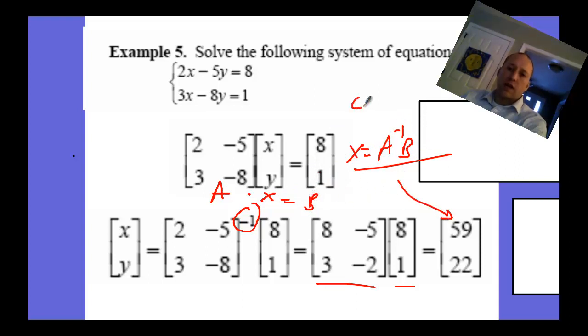And so you're doing that on the calculator. You're still using the inverse method, but you're using the calculator to help you out.